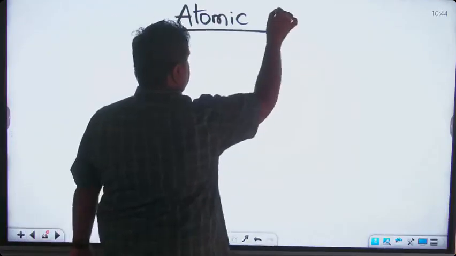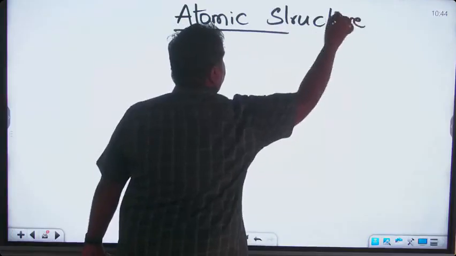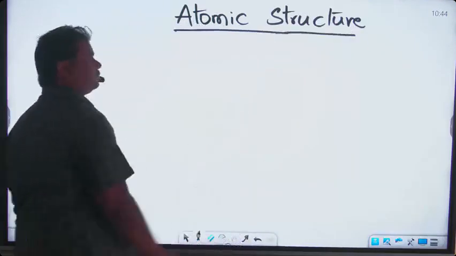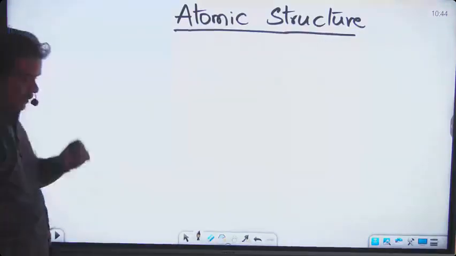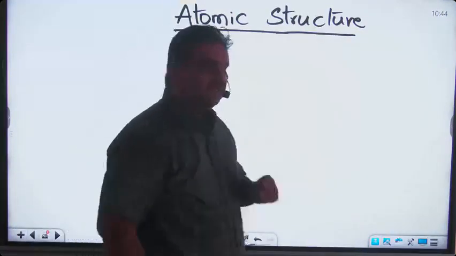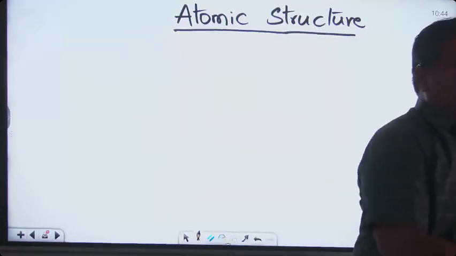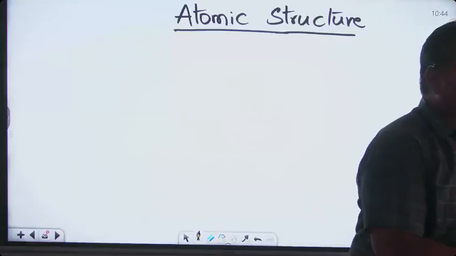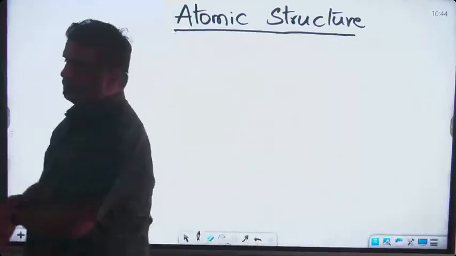atomic structure. Right. So first thing, what is the difference between an atom and a molecule? Are the two the same? No, both are different. Now the question is, what is an atom, and what is a molecule?